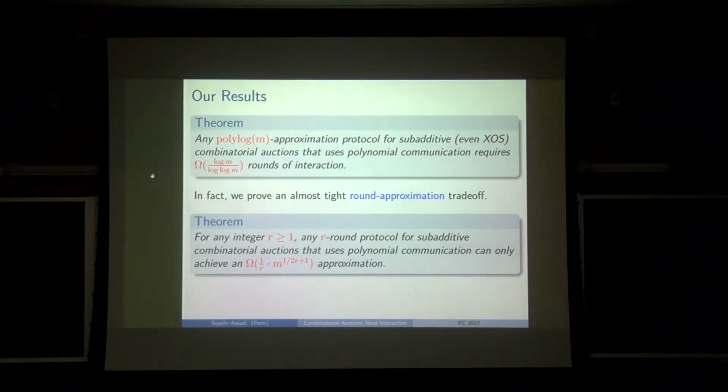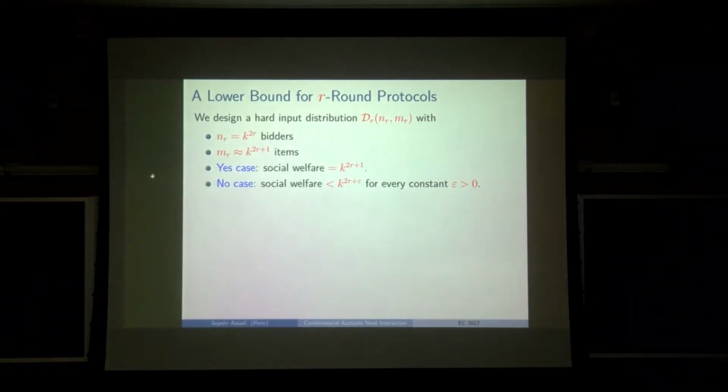And in fact, we can show this similarly for any fixed number of rounds. We get something of the form m to the 1 over r is the best approximation you can get. And this is not quite tight by the upper bound, but asymptotically they look the same. So let me, for the rest of the talk, briefly tell you how to get such a result.